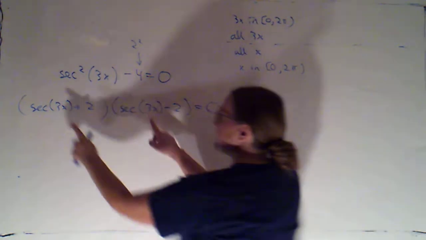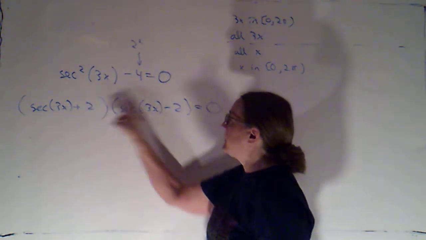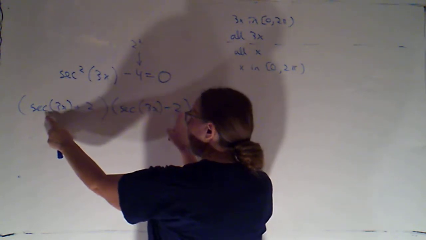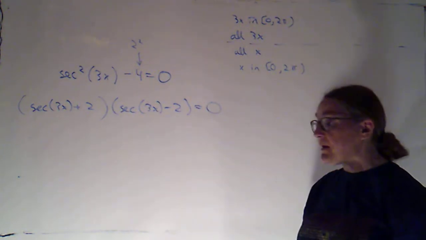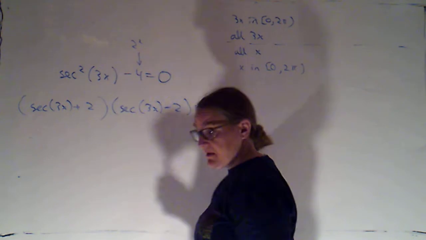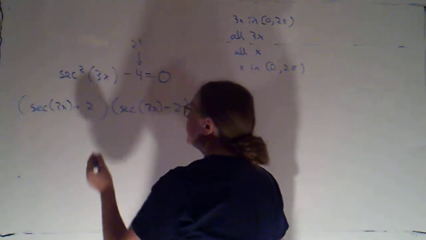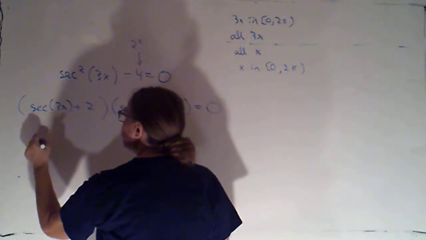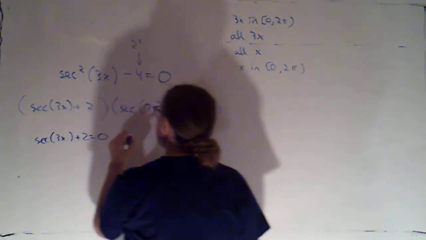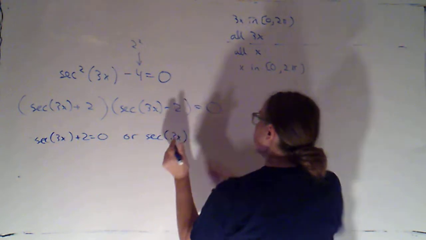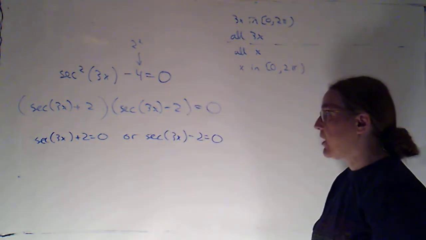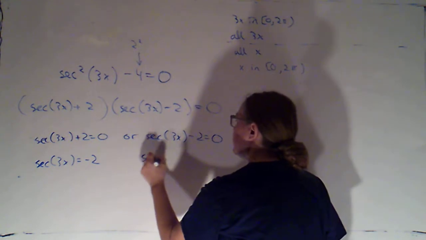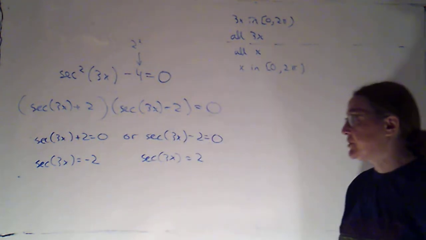When I have the same two parts, secant of 3x and 2, but they're connected with opposite signs, if I were to FOIL this out, the first terms would give me my secant squared 3x. The outsides and insides would be exact opposites, so they would cancel, and then the last terms would give me the minus 4. So now, if two things multiply to give me 0, because notice it was set equal to 0 to begin with, then either secant of 3x plus 2 equals 0, or secant of 3x minus 2 is equal to 0. Here, this would mean that secant of 3x is equal to negative 2, and here this would mean that secant of 3x is equal to positive 2.